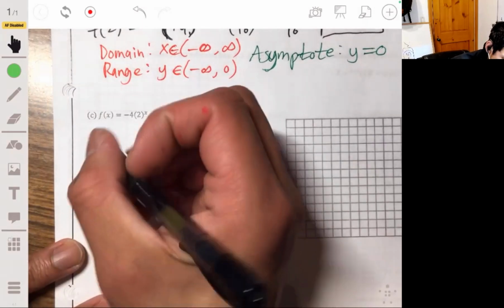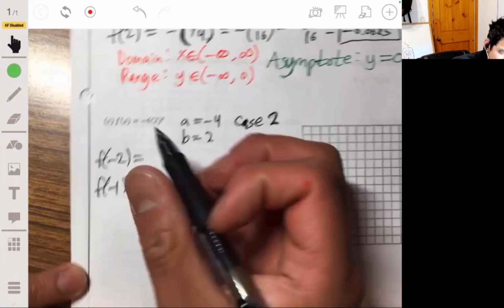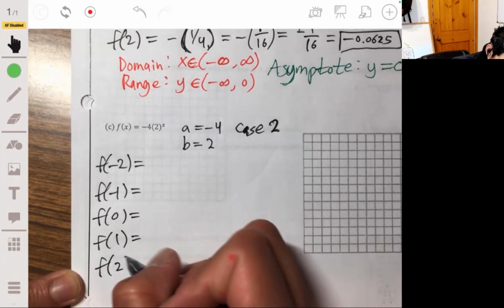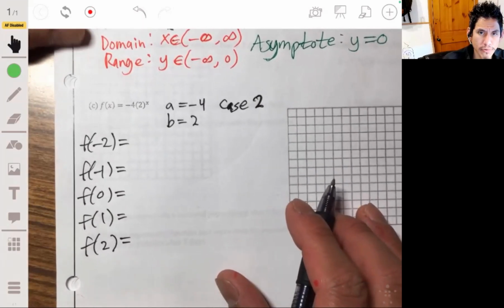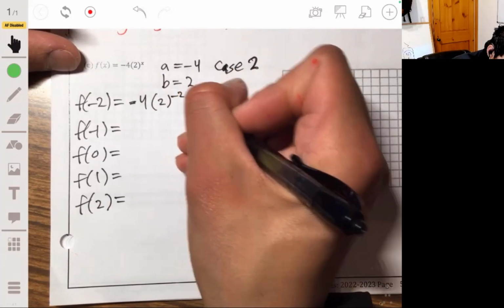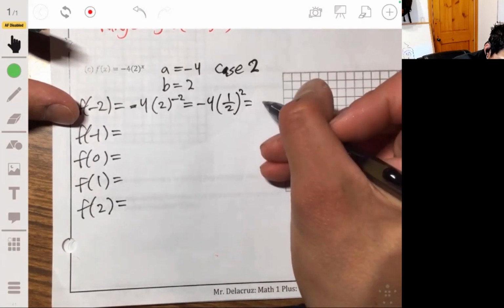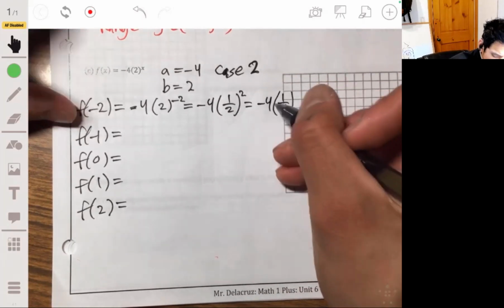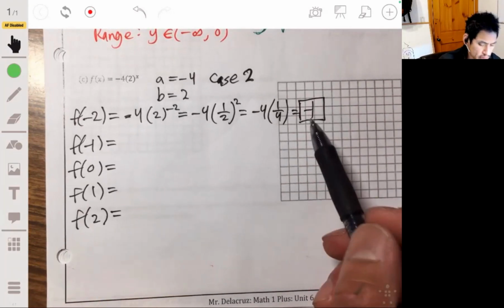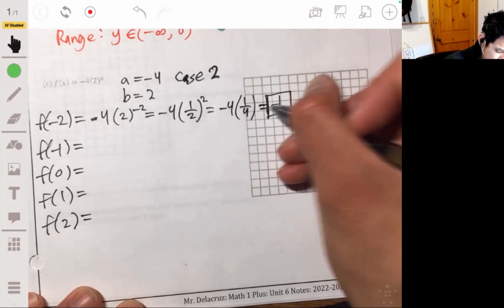So let's plug and chug this guy. So f of -2, f of -1, f of 0, f of 1, f of 2. Powering through now. We get -4 times 2 to the -2, which is -4 times 1/2 to the 2, -4 times 1/4. Get -4 over 4, just -1. Again, that's why we spent that time going over those practice problems where you evaluate those calculations.